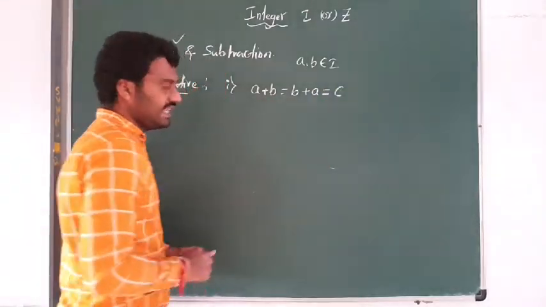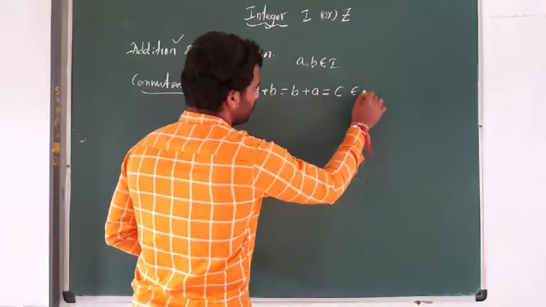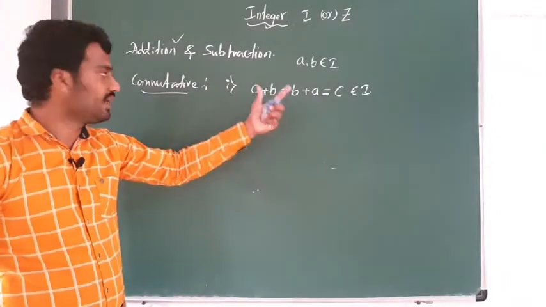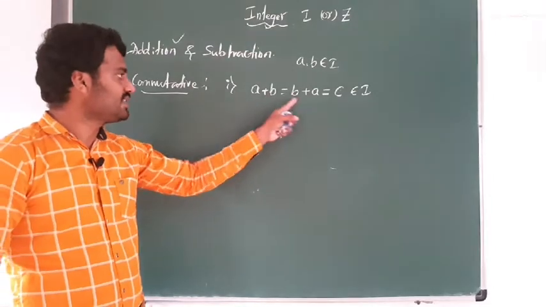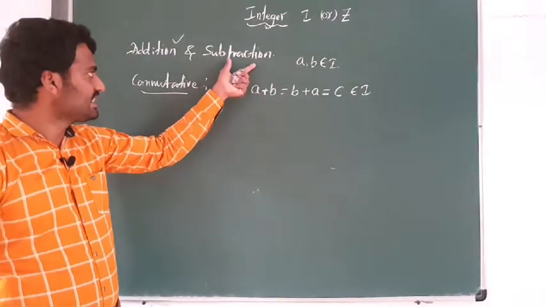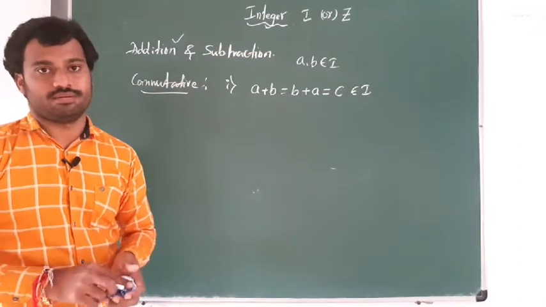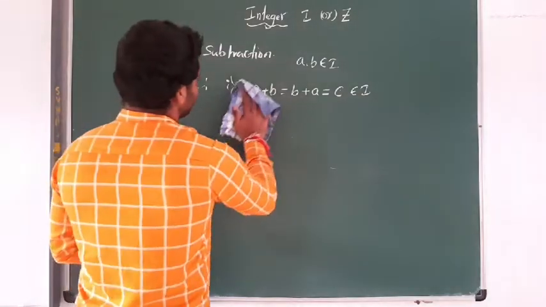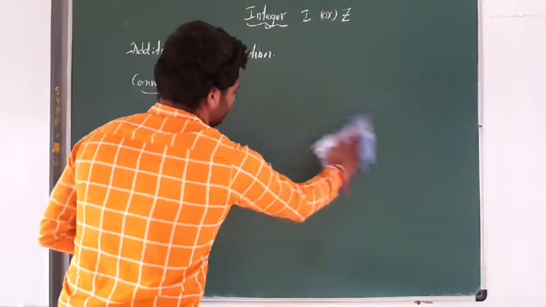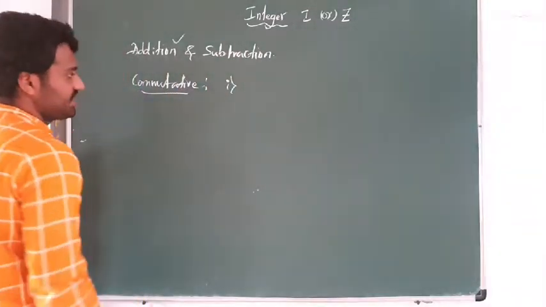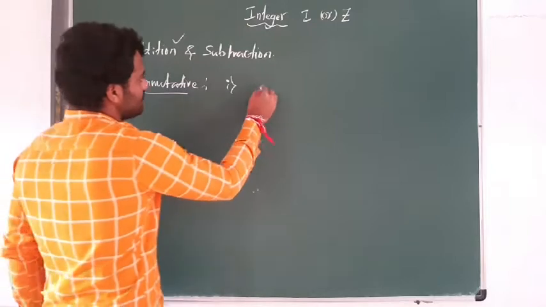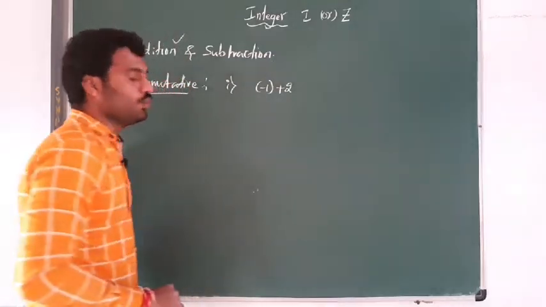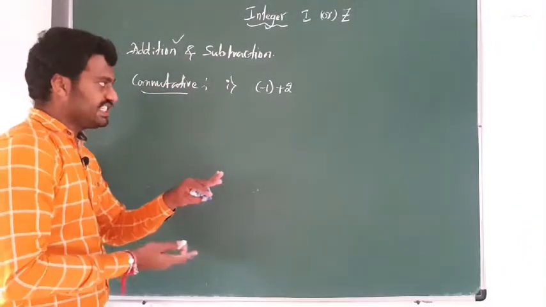What if it gives something, C? If this C belongs to the integer set, then the commutative property is satisfied under addition. Instead of plus, if you take minus, then we check the commutative property under subtraction. Clear or not? So we will see. I'll take an example for addition and subtraction, then we will come to know. See, minus 1 plus 2. Clear or not? Now change the order.